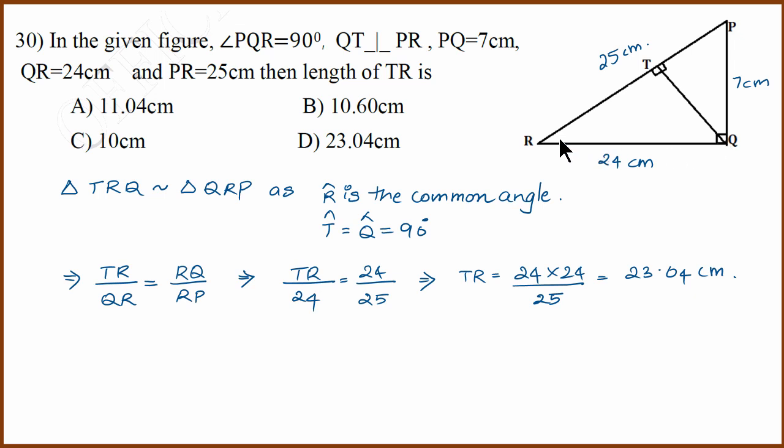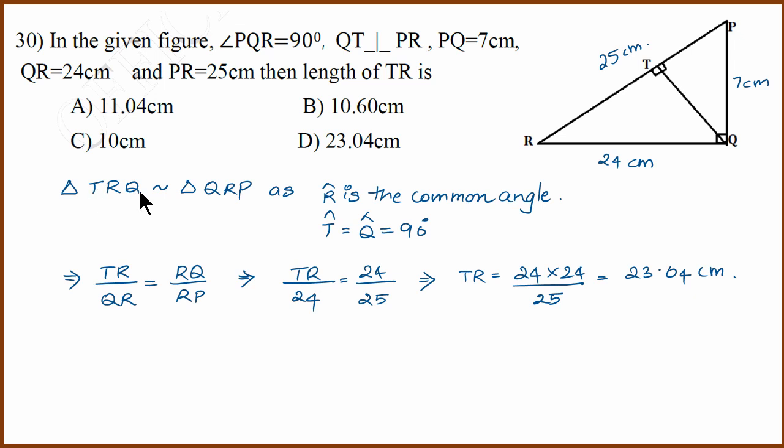So if two angles are the same, then the third angle has to be the same. So these two triangles are similar. The important point is which are the corresponding sides. T is the 90 degree angle, R is the common angle, and Q is the third vertex.